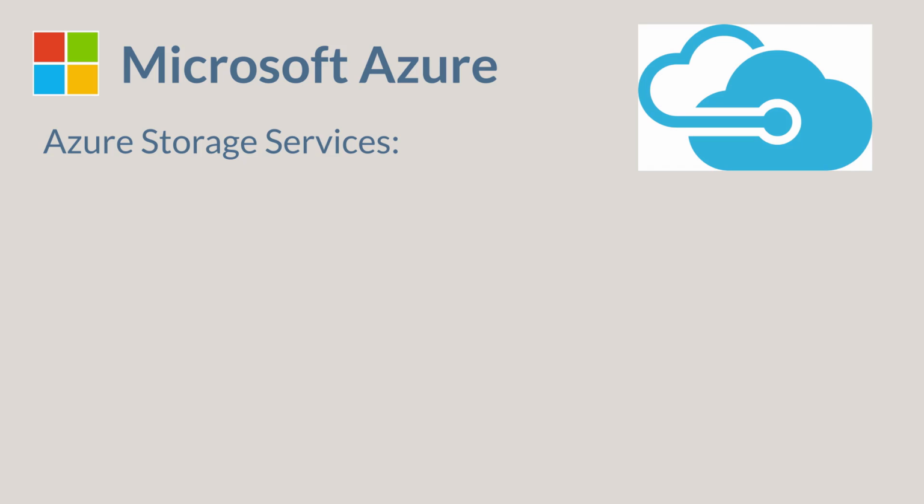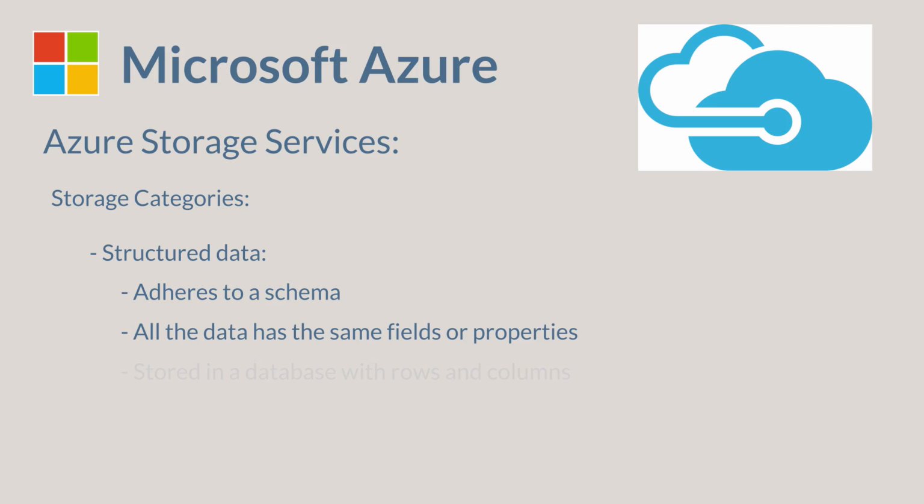You can generally think of Azure Storage in categories. Firstly, structured data. Structured data adheres to a schema, so all of the data has the same fields or properties. Structured data can be stored in a database table with rows and columns.